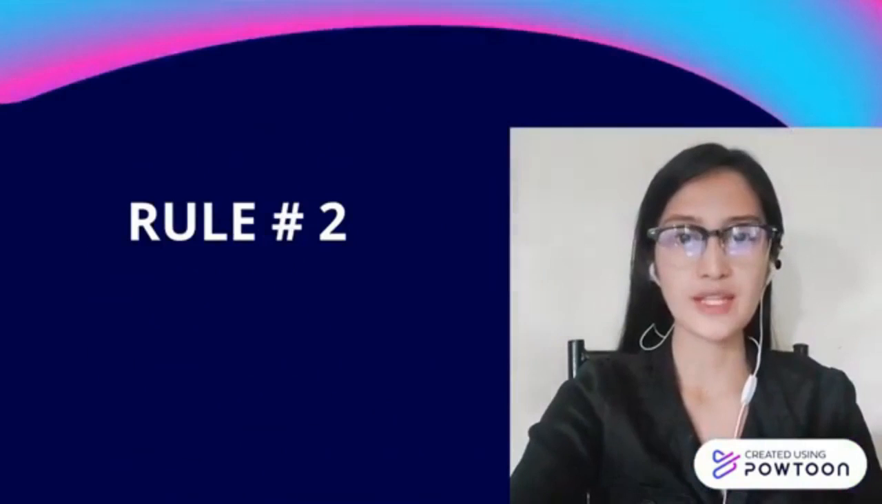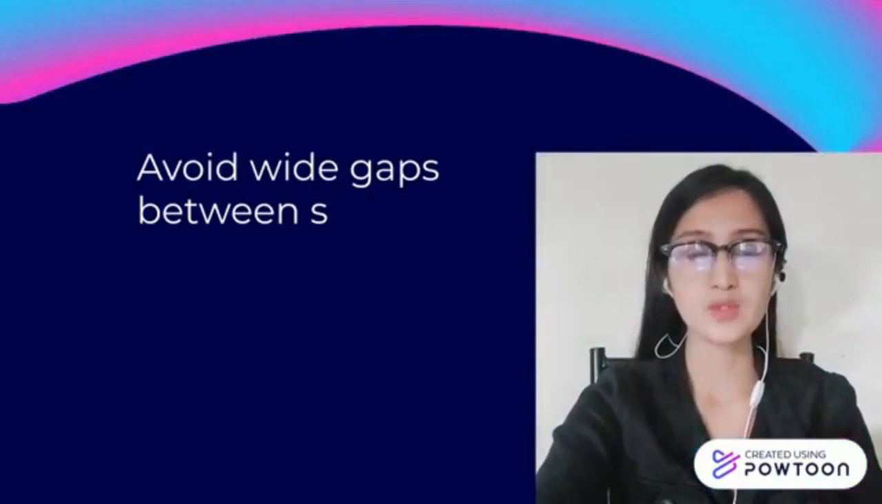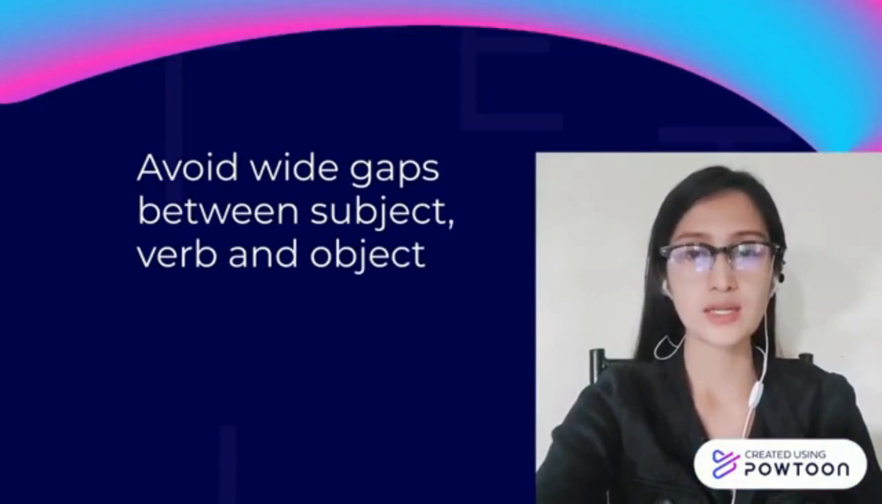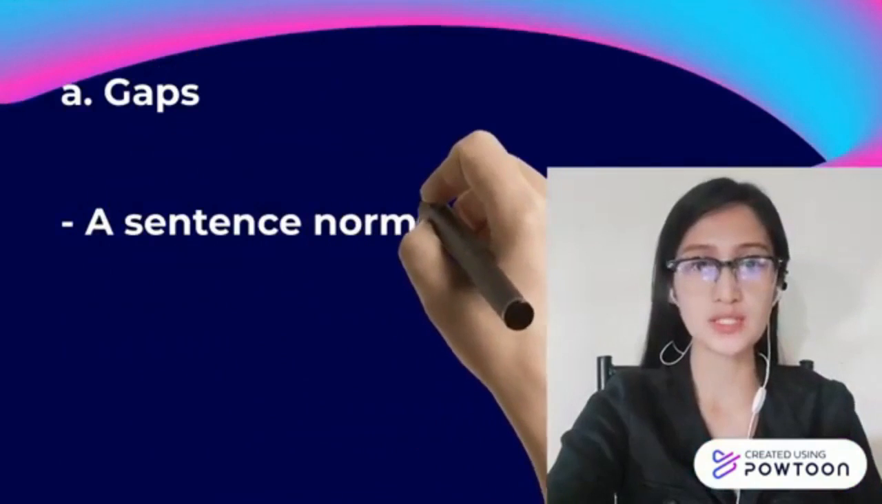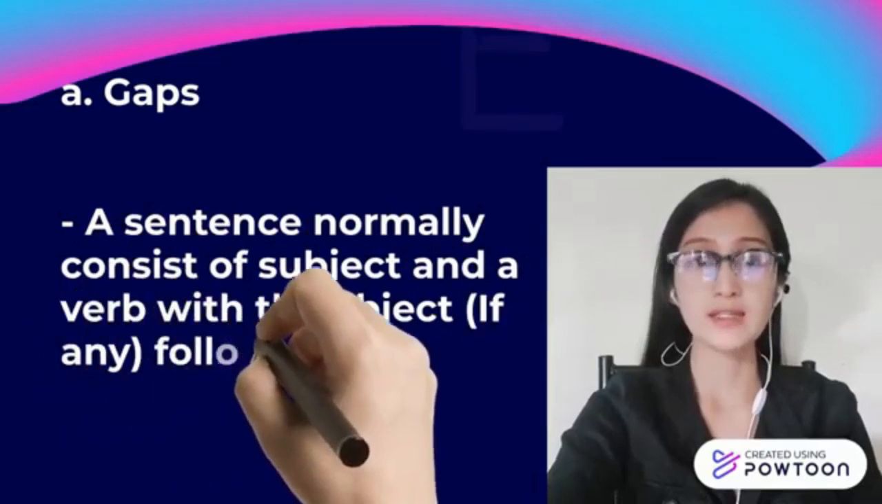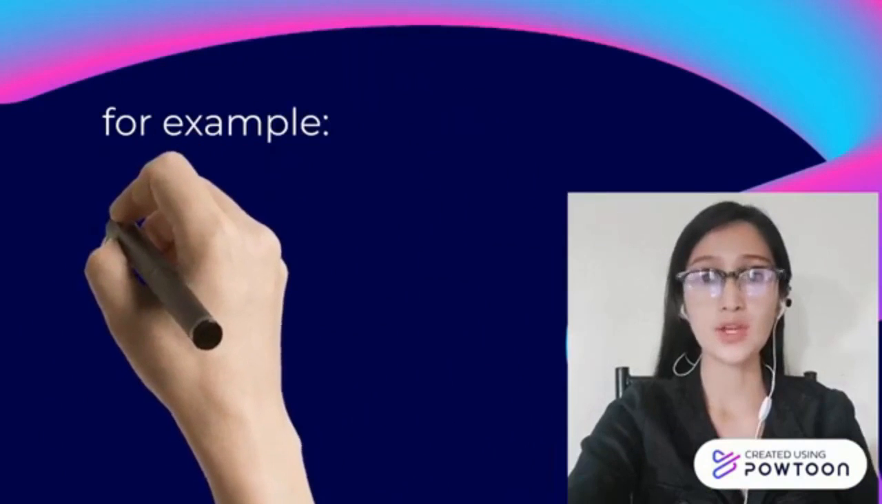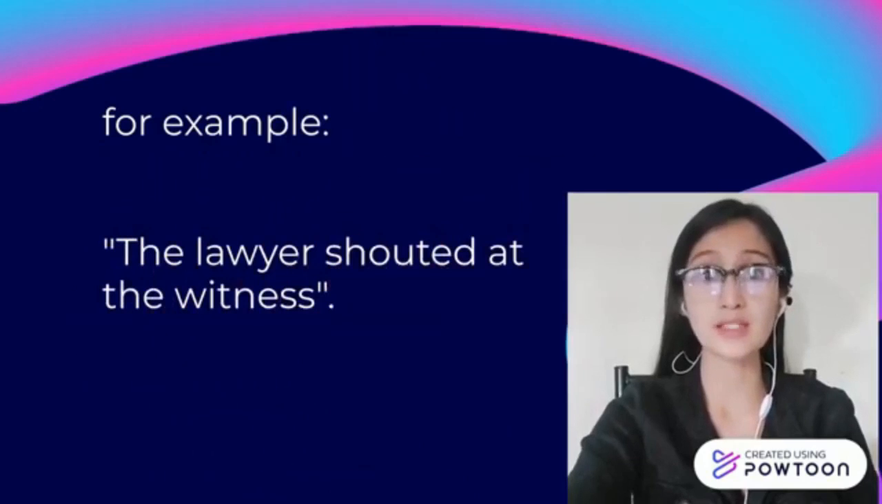I am Mariel Samihon and I'm going to present rule number 2. Avoid wide gaps between subject, verbs, and object. Gaps. A sentence usually consists of a subject, verb, with the object, if any, following the verb. For example, the lawyer shouted at the witness. If these three elements of a sentence are placed in order and near one another, the sentence becomes easily understandable.